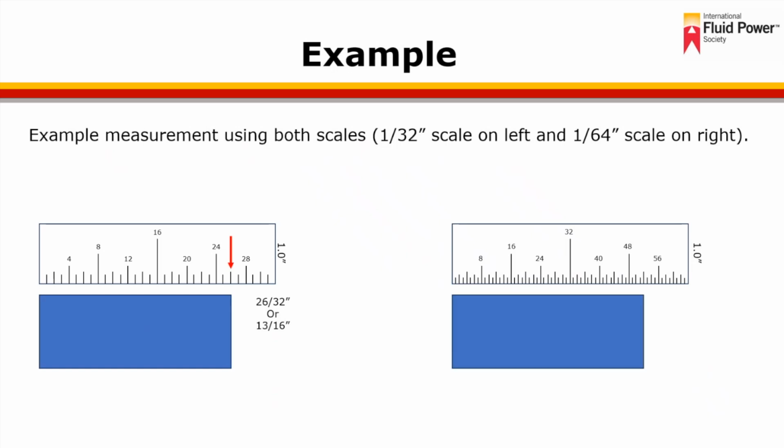Now let's take a look at the same part, but using the 64th inch scale for measurement. Again, we find which line is the closest to the edge of the item being measured. In this case, we are at the 52nd line, which can then be read as 52/64, 26/32, or 13/16, keeping in mind that 13/16 and 26/32 are just reduced fractions of the same value that is aligned with the 52nd line of 64ths.